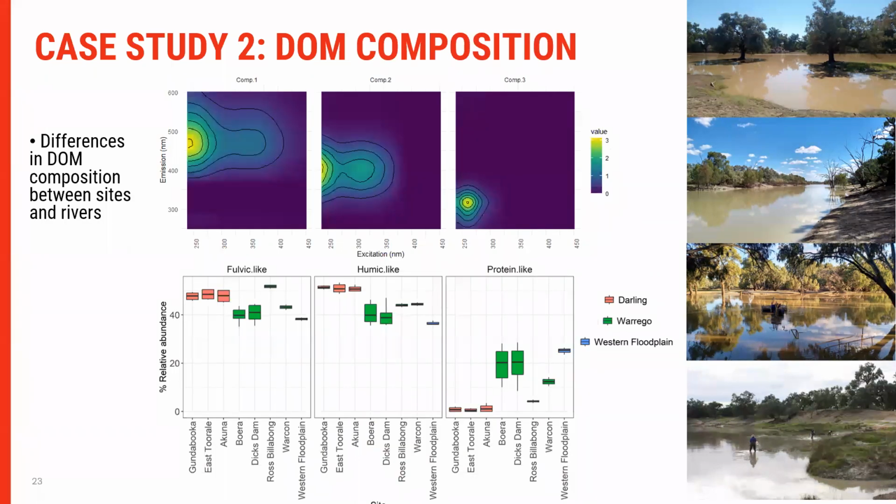We also did the characterization of the organic matter. And what we saw is basically the Darling had more terrestrially derived organic matter, so more humic-like materials, so larger molecular weight, more aromatic, coming from that terrestrial environment compared to the Warrego. And the Warrego and the Western floodplains had more microbially derived DOM, so this higher protein-like signature.